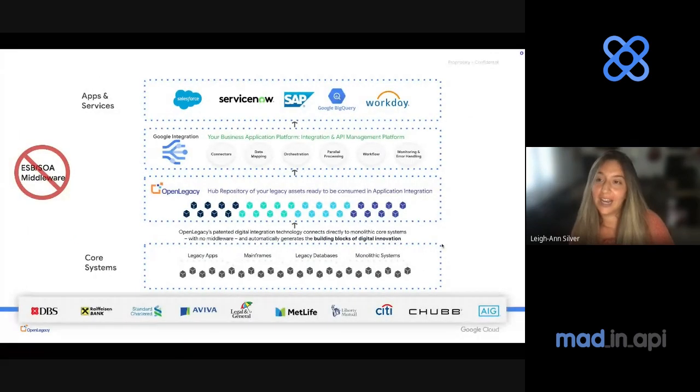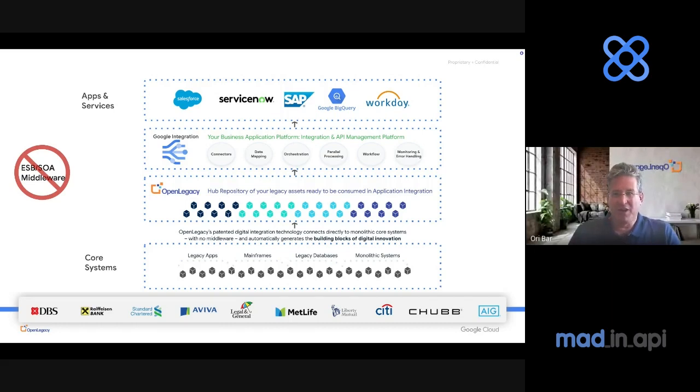So from here, I will move it over to Ori to do a bit of a deeper dive into the tech and how it actually works. So Ori, over to you. Great, thanks, Lian. So it's a very high-level picture showing how it works in real life.